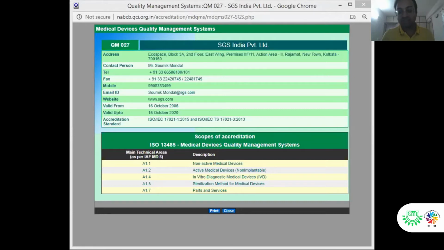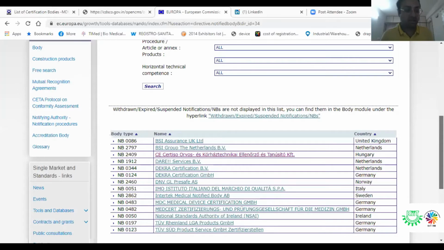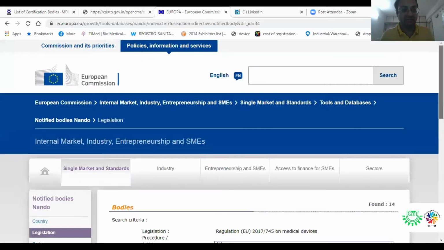So are you able to see the notified body list? No, it's on the quality management system, SGS India. Yeah. Okay, fine. Now you are able to see it. Yes, right. So here you can see that this is the website for the European Commission, right?